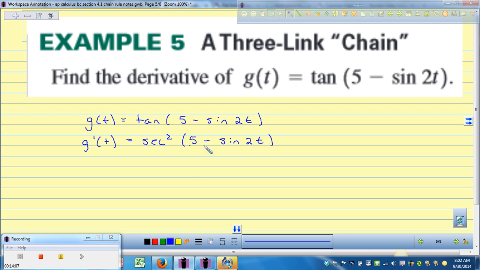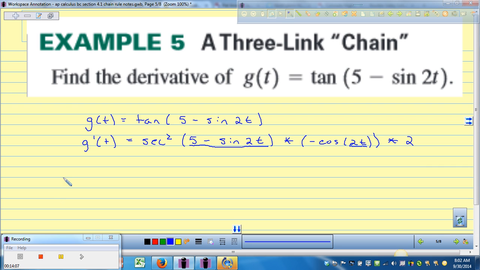Okay, now our inside is here. Let's take the derivative of that. And what do we get? So the derivative of 5 will be 0. Derivative of negative sine of 2t, that's another composition. So we take the derivative of negative sine, which is negative cosine, leave the inside alone, times what? The most inside.